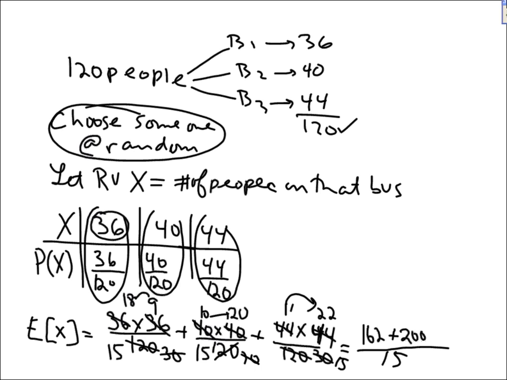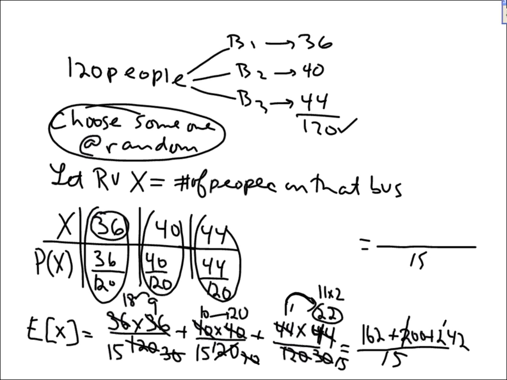11 times 22. 22 is 11 times 2. 11 times 11 is 121. Times it by 2, you get 242. And this is over 15.